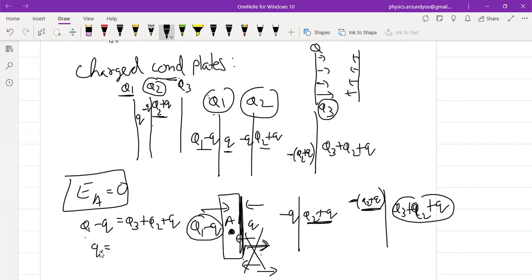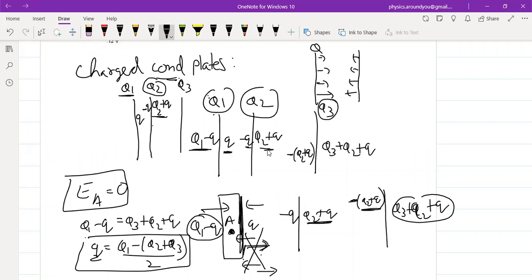Therefore, I get the charge small q as Q1 minus Q2 plus Q3 whole by 2, right? So this is how we arrive at the charge distribution. Once I get to know small q in terms of the big Q1, Q2, Q3, I can easily determine what are the charges on the individual things. What is the funda? The funda is the field inside a conductor is always zero. That would be the discussion.